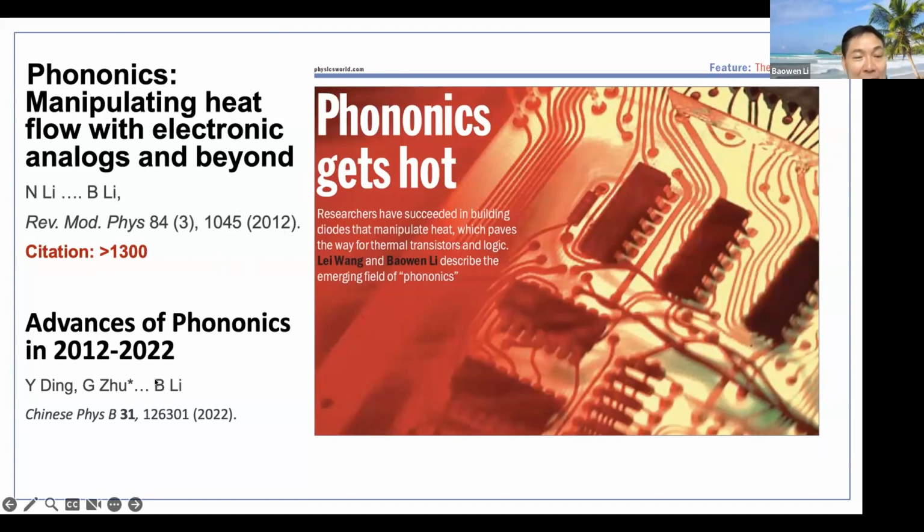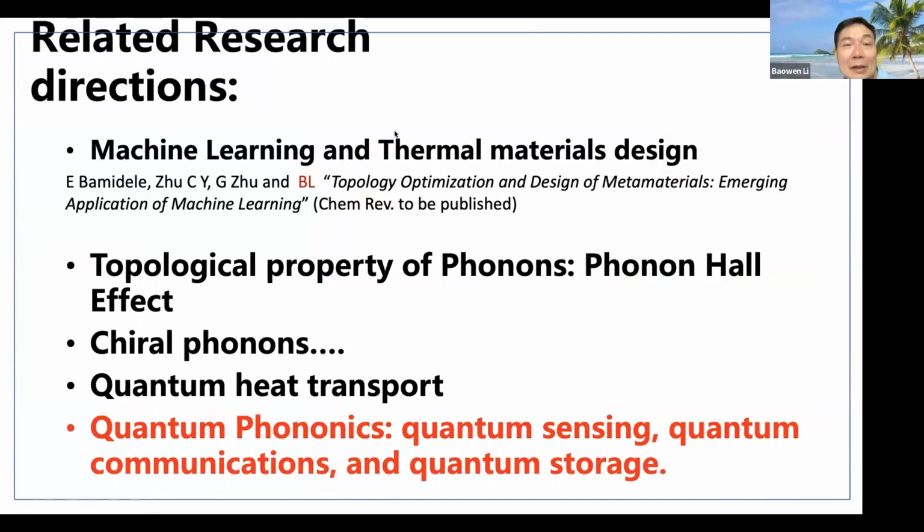And then recently we have another one for the Chinese Physics B. We have summarized advances between 2012 and 2022. So this is a very active field, and there are many applications using bioengineering to control the heat in one direction. There are also many interesting topics I haven't touched, including machine learning to design thermal materials, including interfacial thermal materials. And we also have, for example, topological phonons or the phonon Hall effect, chiral phonons, quantum heat transport, and so forth.